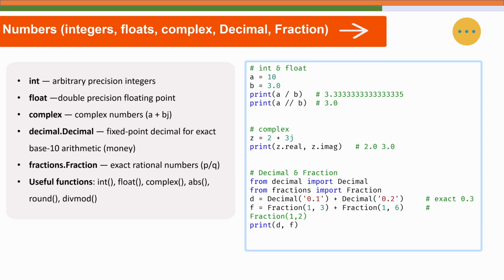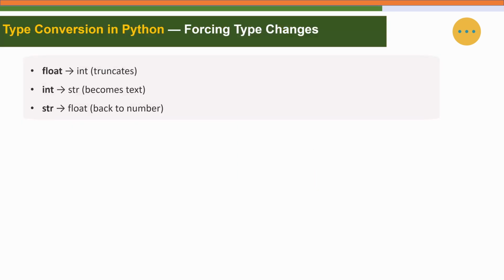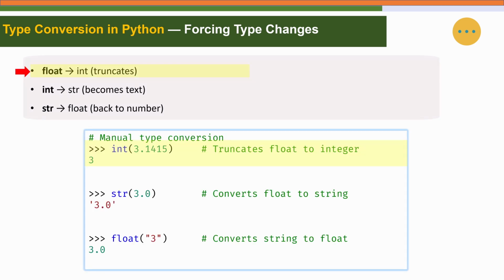Python is dynamically typed, which means you do not have to declare variables ahead of time, but sometimes you will want to manually convert between the types. You can do this by calling built-in type functions like int, float, str. For example, calling the int function and passing 3.1415 converts the float into an integer. But notice it doesn't round, it truncates the decimal part, leaving you with a 3.